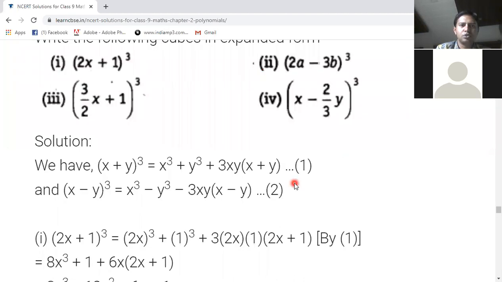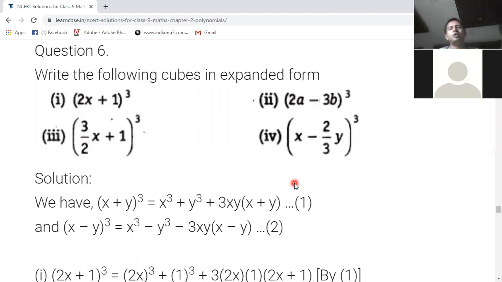So in question number 6, we have 2x plus 1 whole cube. We need to expand it using the identity a plus b whole cube. In the identity a plus b whole cube, if we compare it with 2x plus 1, instead of a we have 2x, instead of b we have 1. So we'll substitute the identity first over here.